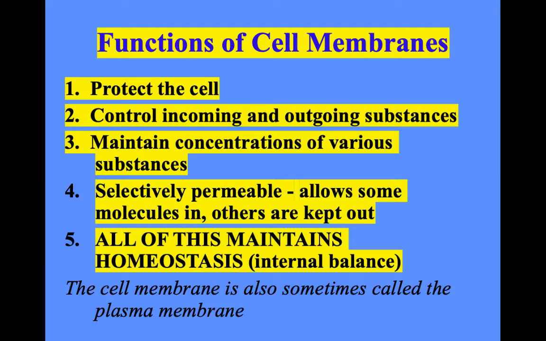There are several functions of the cell membrane. Write down all of these in your notes. It protects the cell. It controls what's coming in and going out of the cell. It maintains the concentration of various substances on either side of the cell. And it's selectively permeable. That's an important phrase. That means it keeps certain molecules in and certain molecules out. And all of these functions help the cell to maintain homeostasis, or the perfect internal balance. And just FYI, the cell membrane is also sometimes called the plasma membrane.